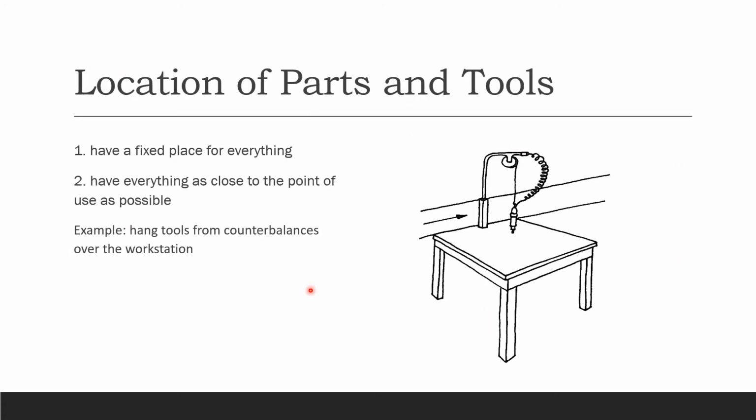So at the workstation, when you think about the location of parts and tools, we want to place them at a fixed station for everything, okay? And we want to have everything as close as possible to the point of use. So for example, hang the tools from counterbalances over the workstation. So this tool is as close to the point of use, and it is totally fixed at a place at your workstation. Okay, that's the way we want to put the parts and the tools.